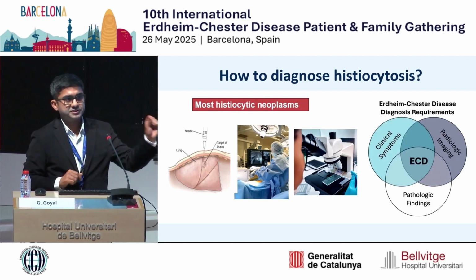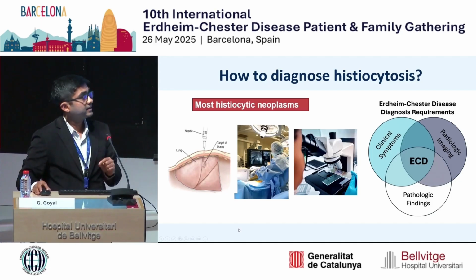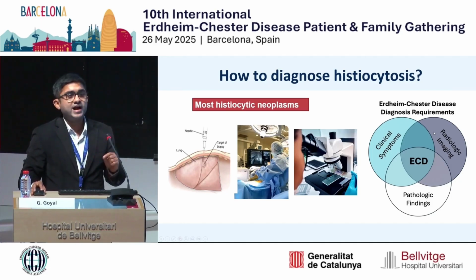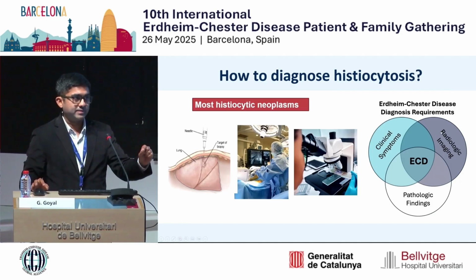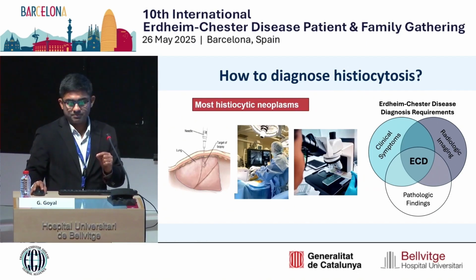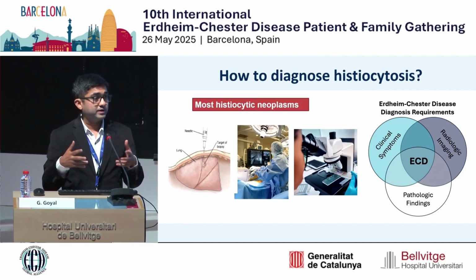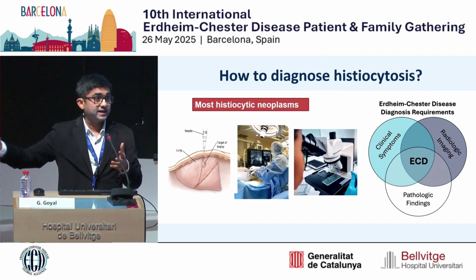Now, this is where it gets tricky. Erdheim-Chester disease, you see, this is from the ECDGA website. It has the word requirement in it. Whenever you make a requirement, it makes it difficult to diagnose. You have a requirement to have this happen. You have to have many things that need to fit together, which makes it harder for people to pick up the diagnosis, and hence the delay in diagnosis.